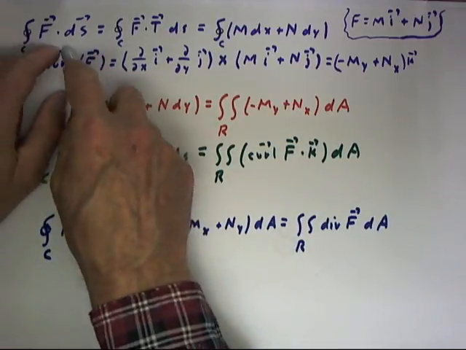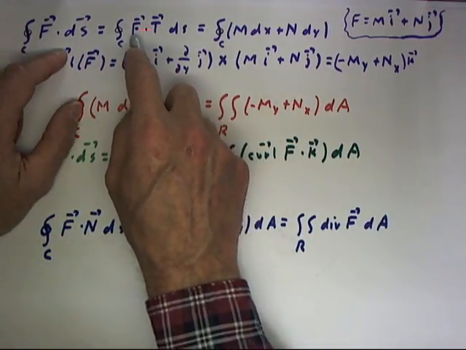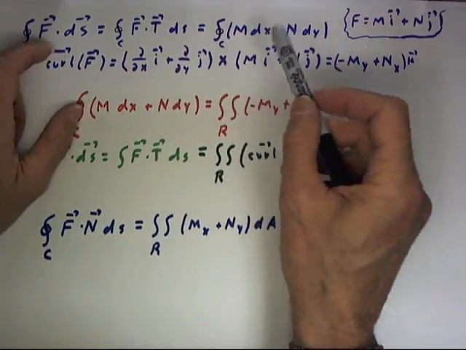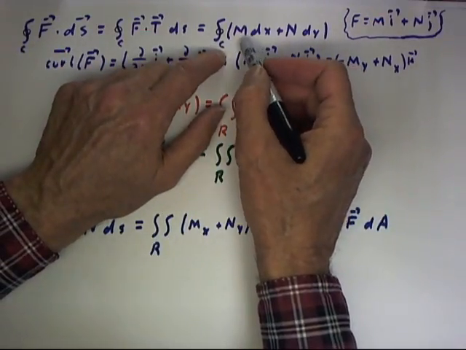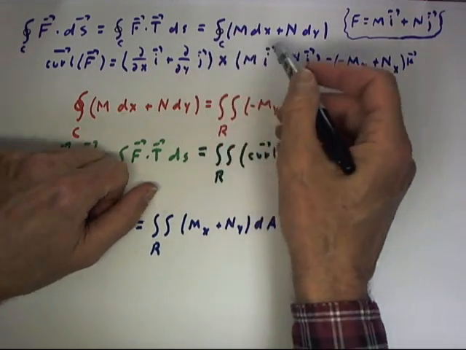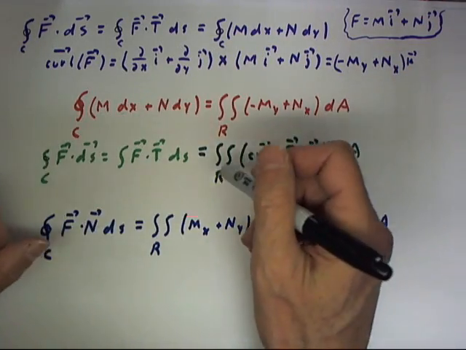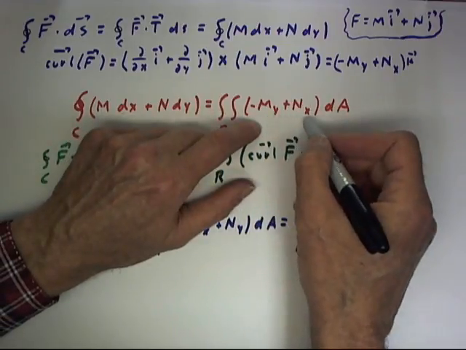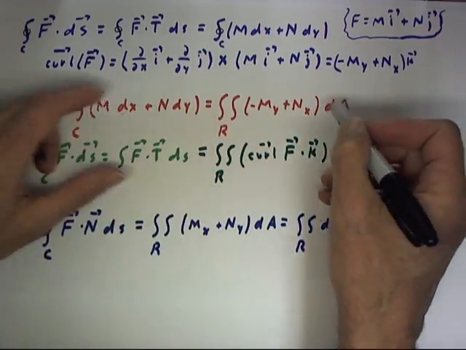Okay. The integral of F dot ds is then the integral of F dot T ds, and over a closed curve, that becomes the integral of M dx plus N dy, and that is, of course, equal to the integral of negative M_y plus N_x dA.